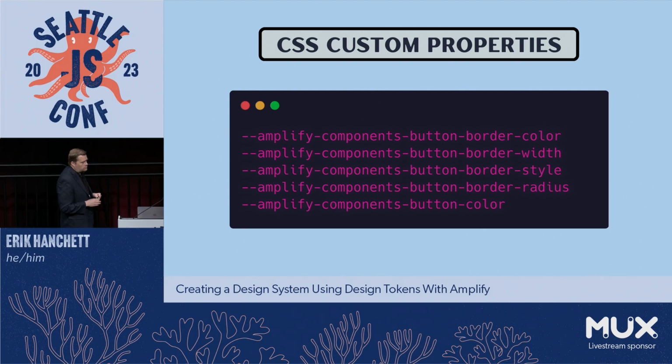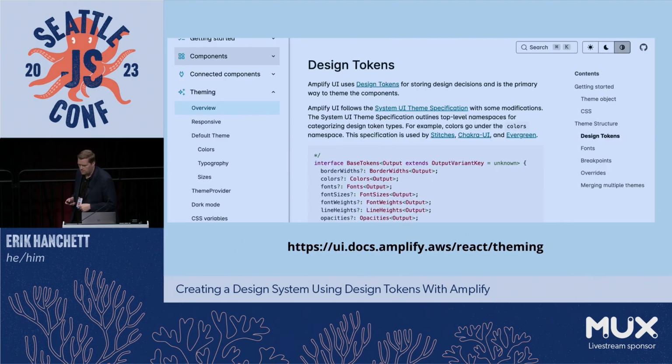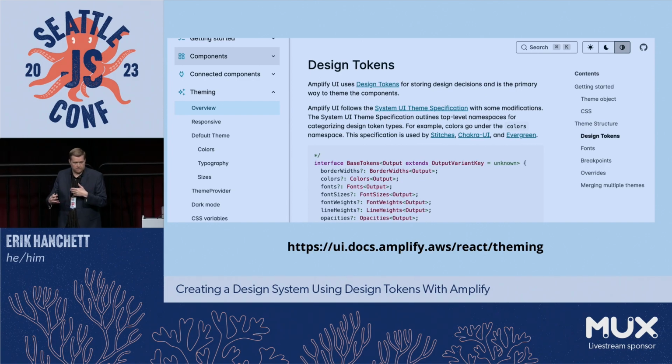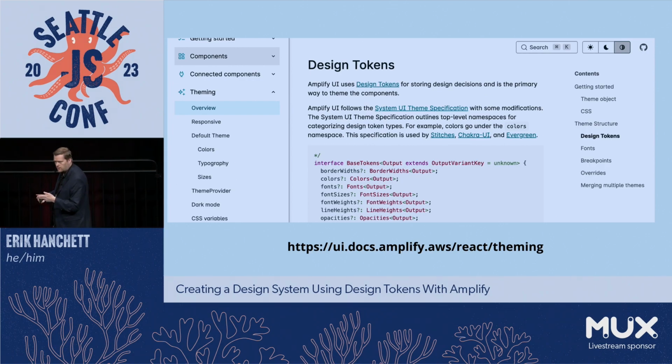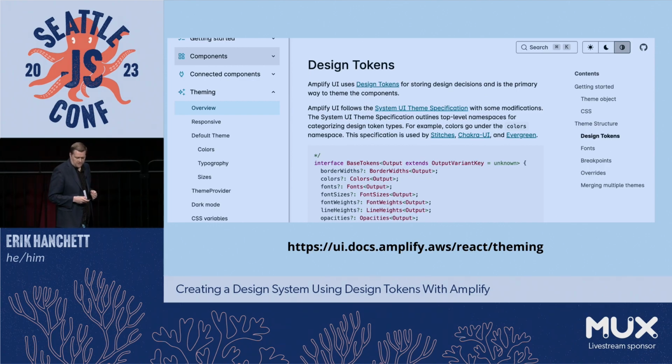And you can also use them for more advanced examples, like overriding component button border color, width, style, radius. And I didn't just make this up. There is a whole spec, the System UI theme specification, that we use with our framework. It's also used by Stitches, Chakra UI, Evergreen. So this type of standard for creating tokens is widely used throughout the industry. And you can find out more about it on our website.